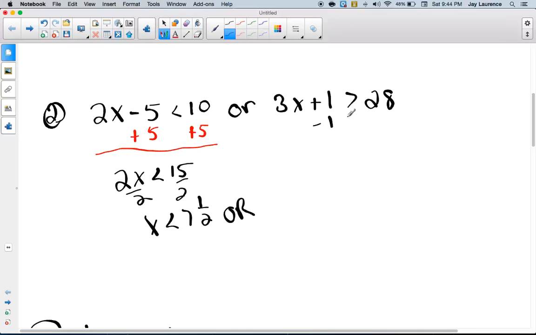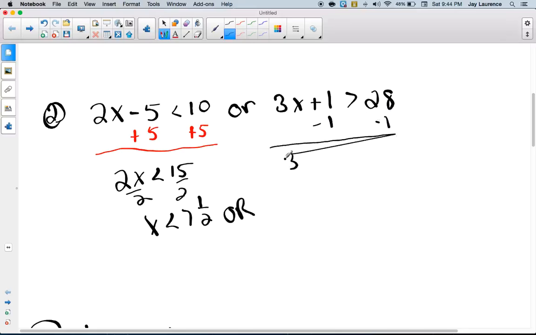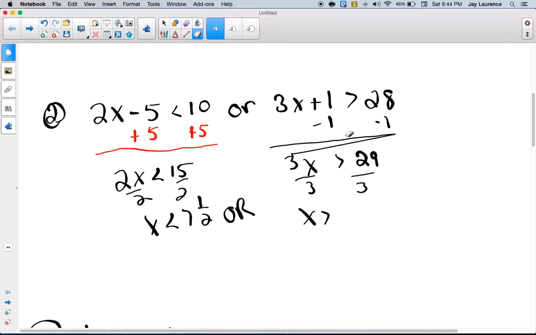okay, I'm going to subtract 1 from both sides, and I will get, sorry, I'm not sure what happened there, 3x is greater than 29. Then divide by 3, then x is going to be greater. Oh, silly me, look at that. I can't believe I just did that. Okay, so 29, not 29, 27. Yeah, 27.